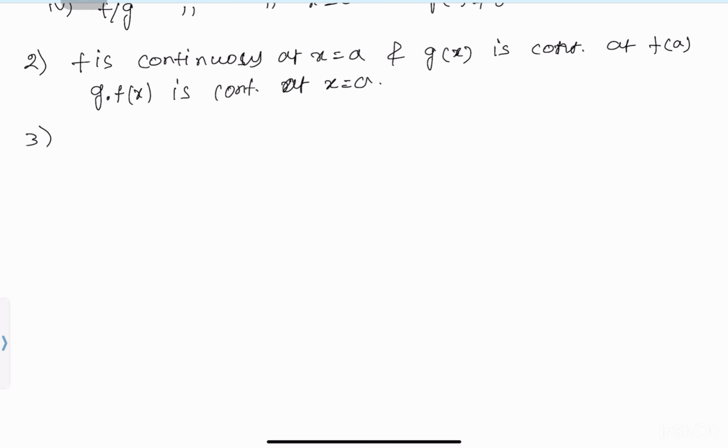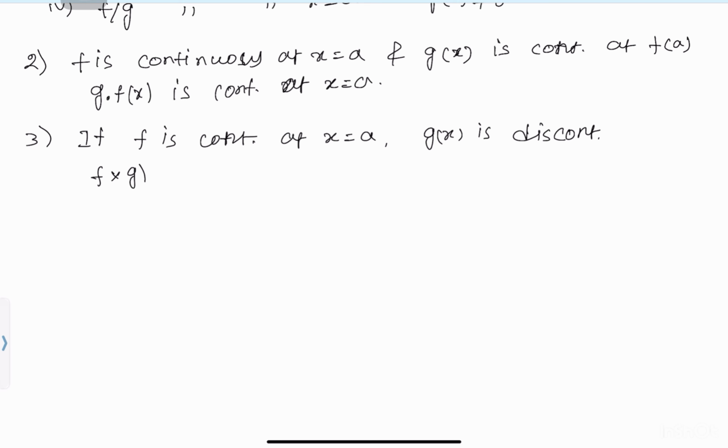Third one: if f is continuous at x equal to a, and g of x is discontinuous, okay, then f into g, here this is not composition, f into g may or may not be continuous. Clear?